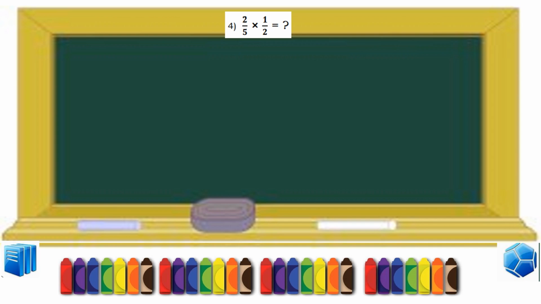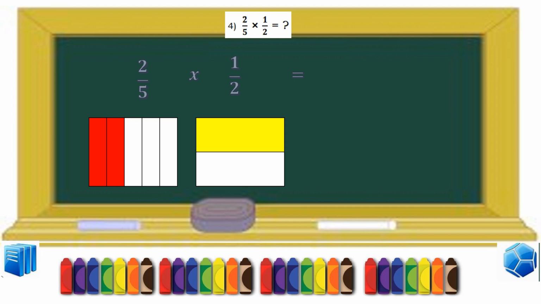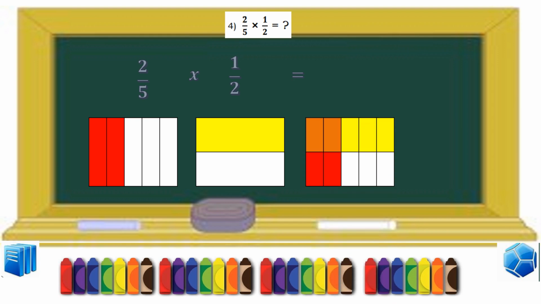Number 4, 2/5 times 1/2. So 2/5, out of 5 equal parts, there are 2 shaded parts, color red. Then 1/2, out of 2 equal parts, 1 part is shaded. To combine, we can form the double shaded parts. There are 2 double shaded parts out of 10.